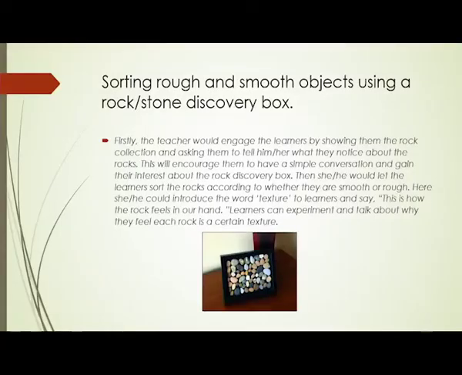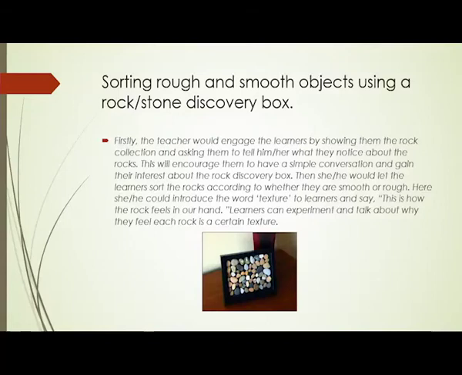Right, sorting rough and smooth objects using a rock or stone discovery box. Firstly, the teacher would engage the learners by showing them the rock collection and asking them to tell him or her what they notice about the rocks. First, the teacher shows them, so they only look at the box of stones. Now this will encourage them to have a simple conversation, and this will gain their interest about the rock discovery box.